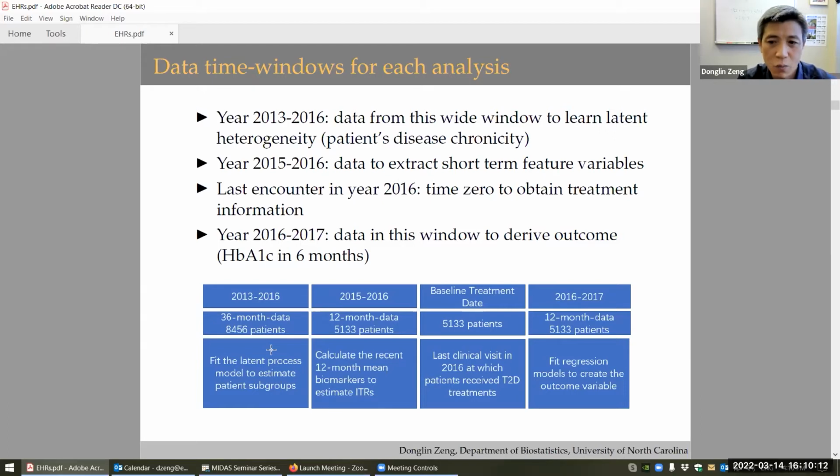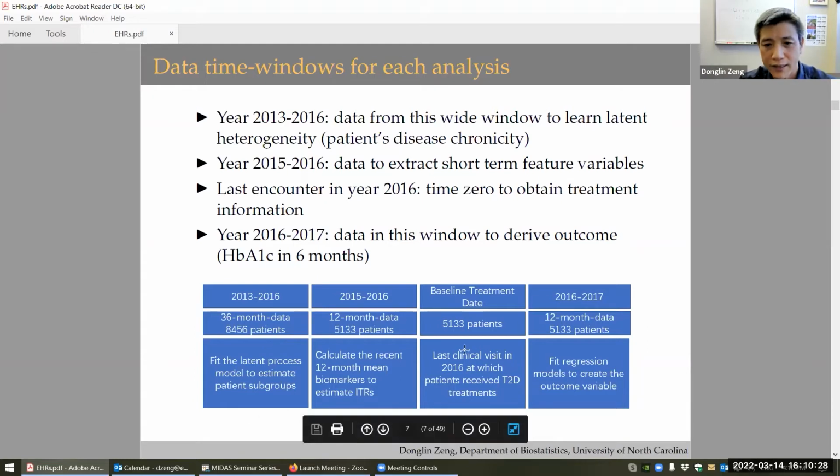So we use this 1-year window, basically after 2016, to try to define what kind of outcome. In this case, it is the HbA1c level change. We're going to use this data to try to extract this information. So that's how we set up the problem.